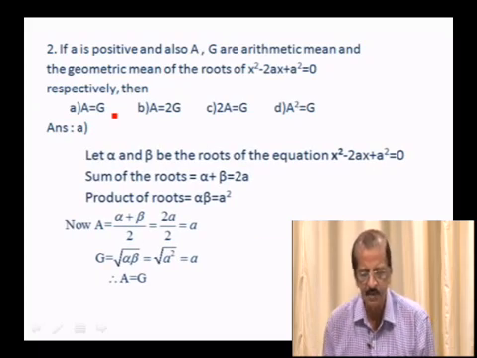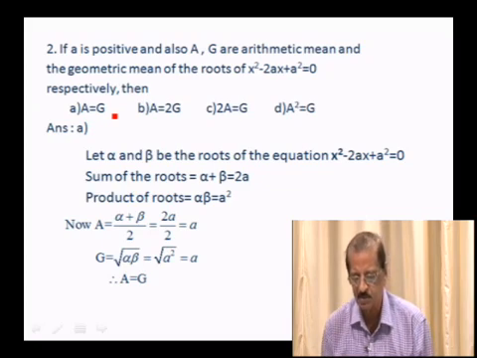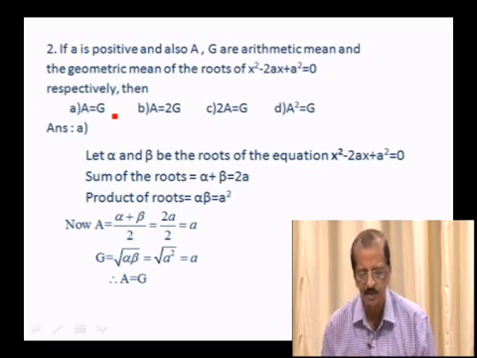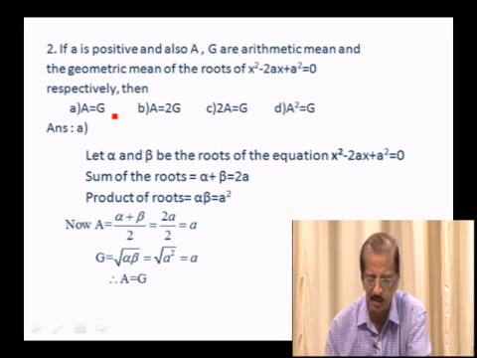So, let alpha and beta be the roots of the equation x square minus 2ax plus a square is equal to 0. When a quadratic equation is given, you know what the sum of the roots is. Sum of the roots alpha plus beta is equal to 2a, that is minus b by a, and product of the roots alpha beta is a square.